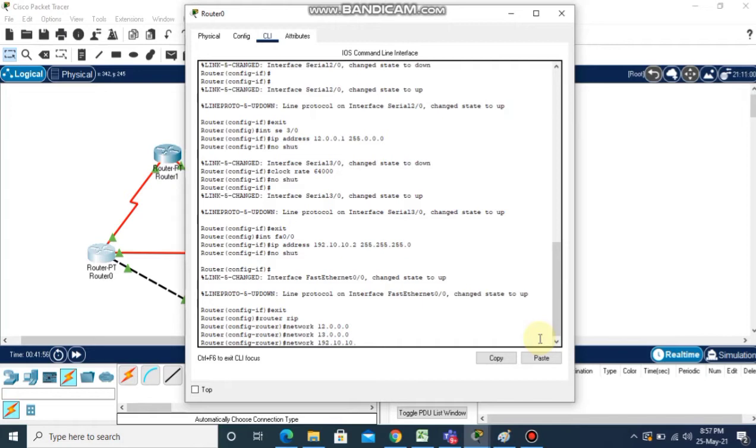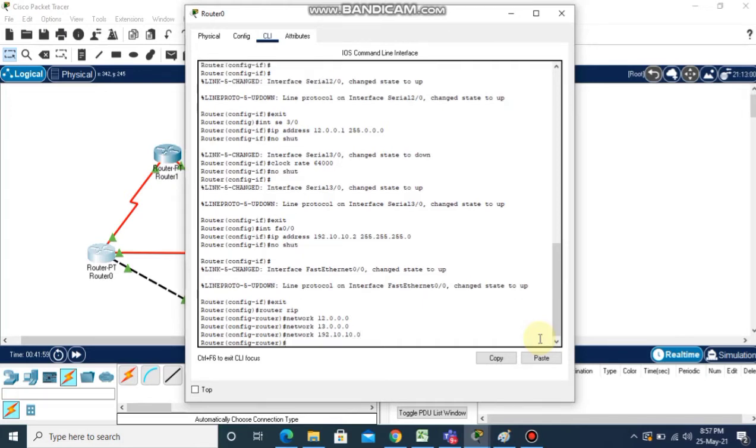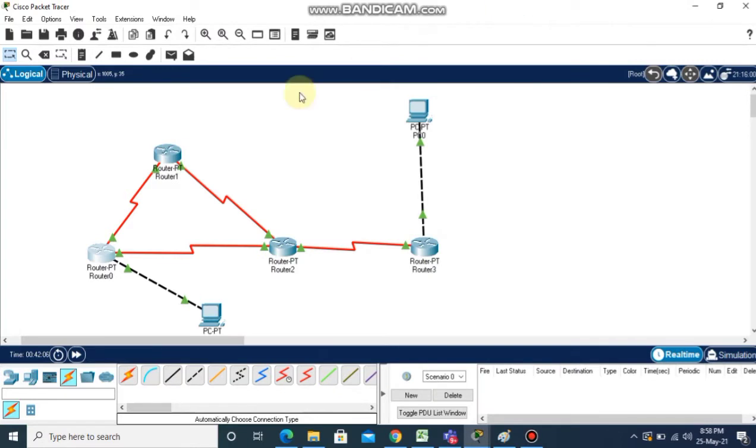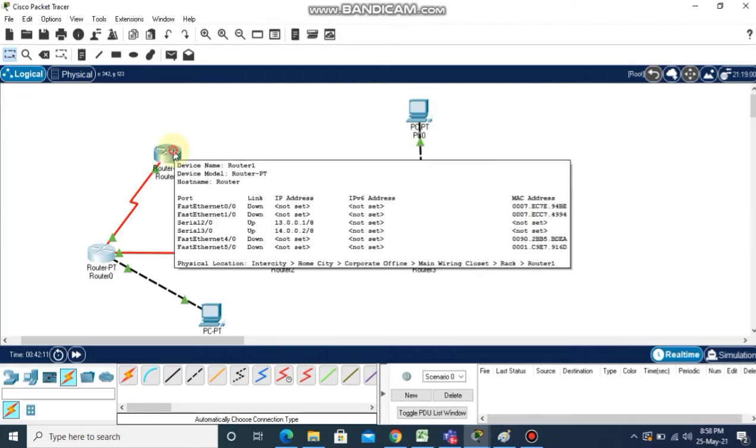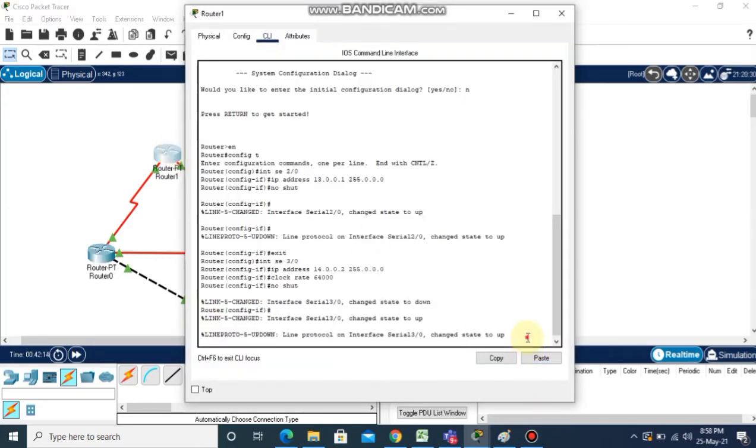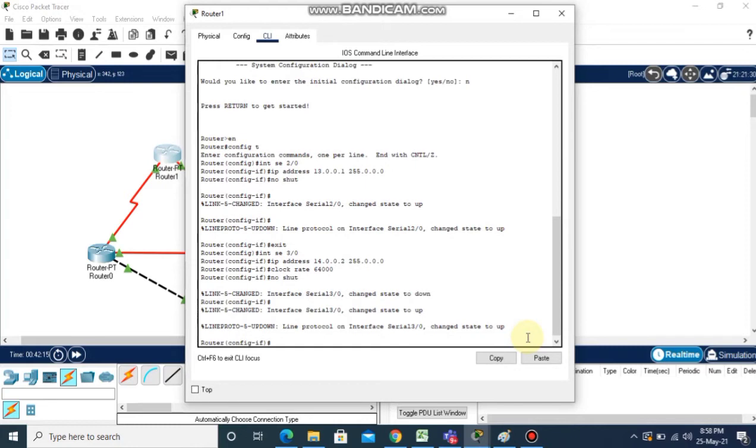and after that the third network is 192.10.10.0. We have to mention the network ID. So it's very simple. Let's move to the next router, router 1.